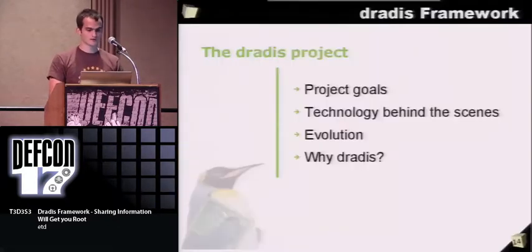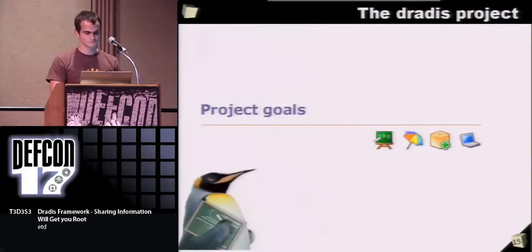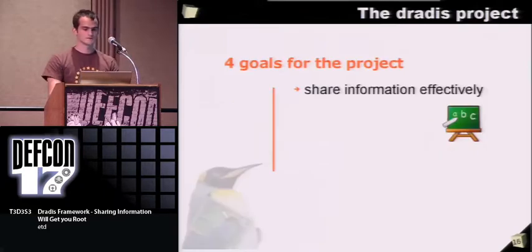So the Dradis project, what were the goals? We will be talking about the technology behind the scenes, things that have happened since 2007, which is when it started, and also why we are calling it the Dradis framework. So, project goals. The first and easiest goal is to share information effectively. We want a tool that just enables that. We want a bucket where we can put all the information in, everybody can contribute information, and then hopefully we'll be able to get something useful out of that.